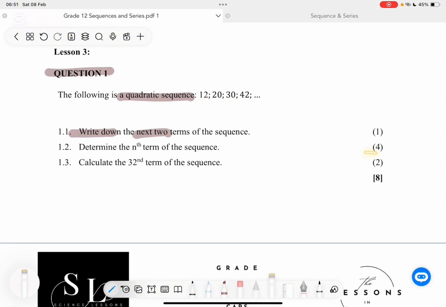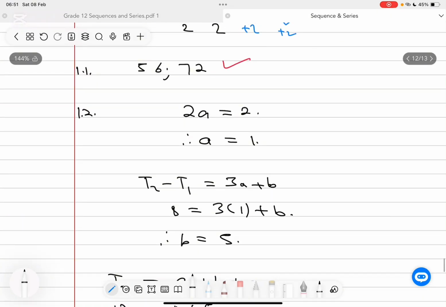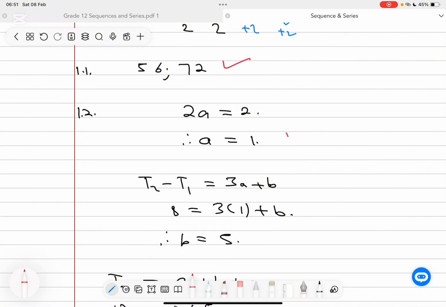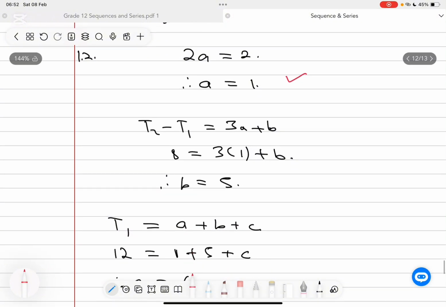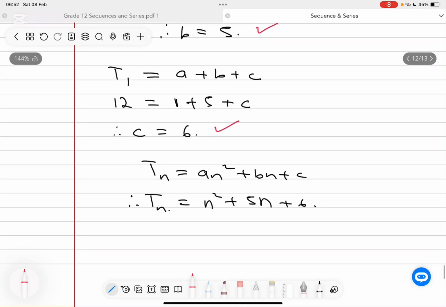This question is marked 4 marks. So that means here you will get a mark for finding the value of a, finding the value of b, finding the value of c, and the last mark will come from actually answering the question and finding the nth term.